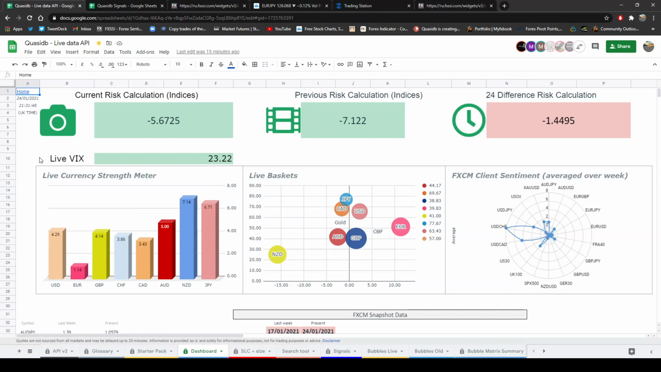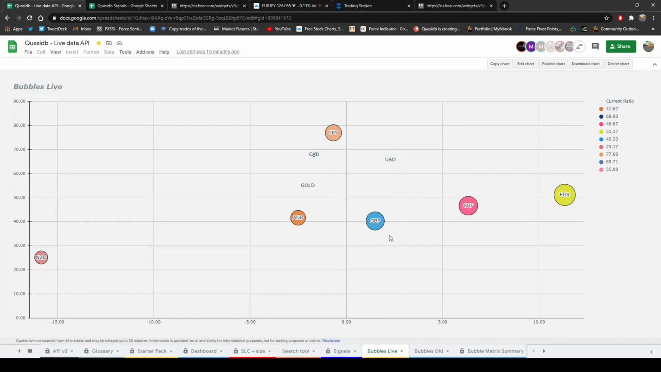But before we get to the technicals and the risk management, the spreadsheet should be utilized, because on the Bubble Live tab, say we had the Euro-Yen signal to sell, which we did, and that would be great because we know the bubbles are in agreement.